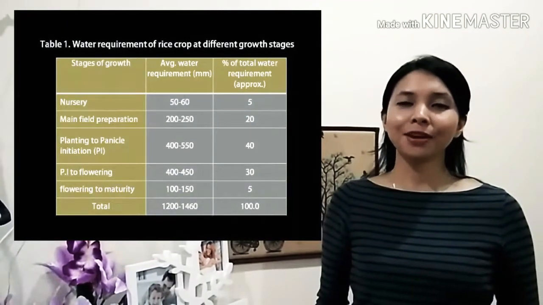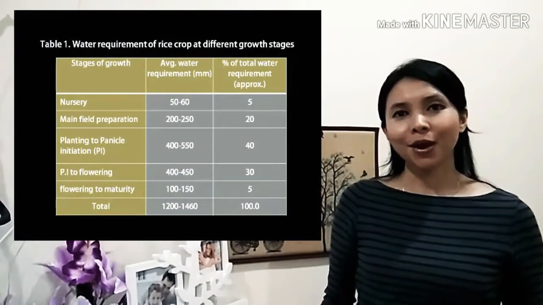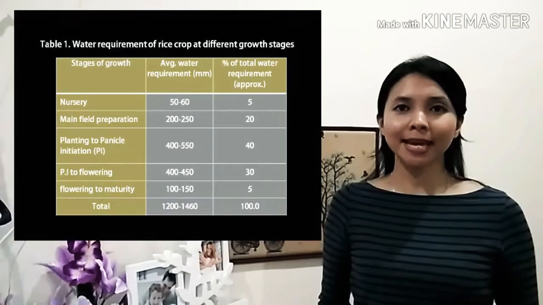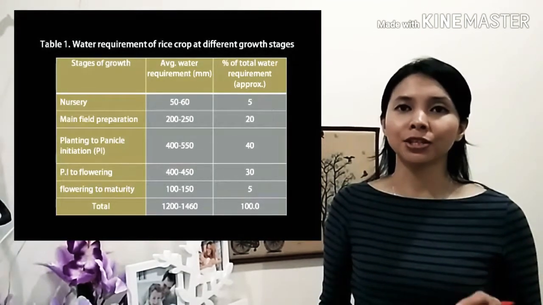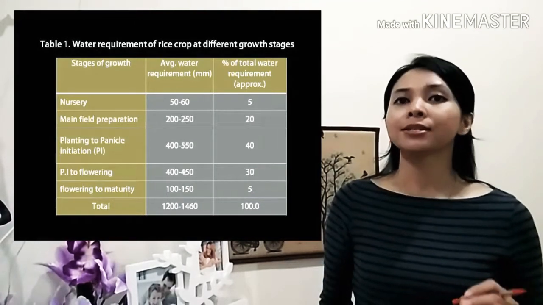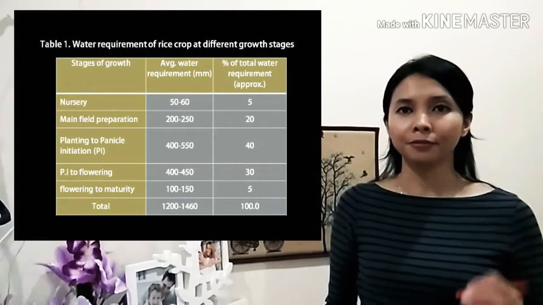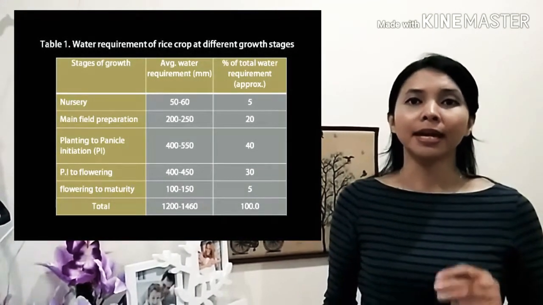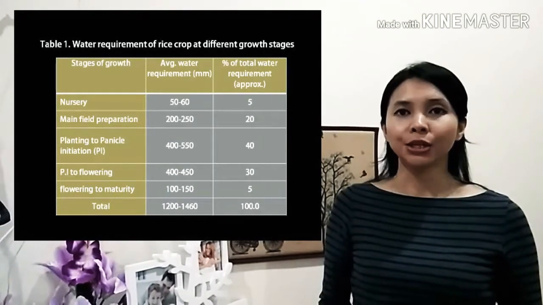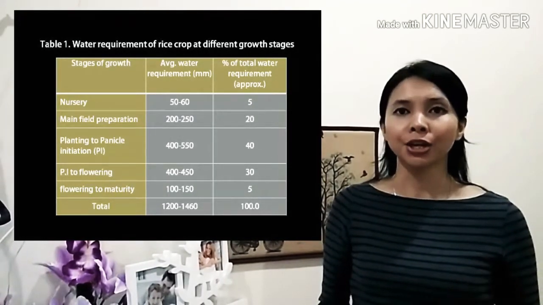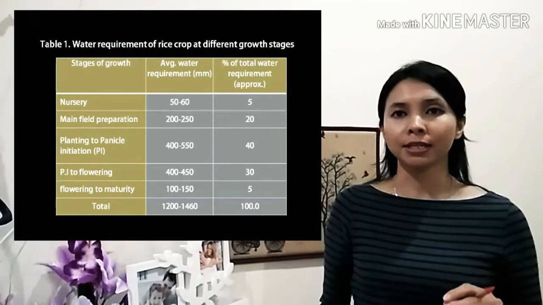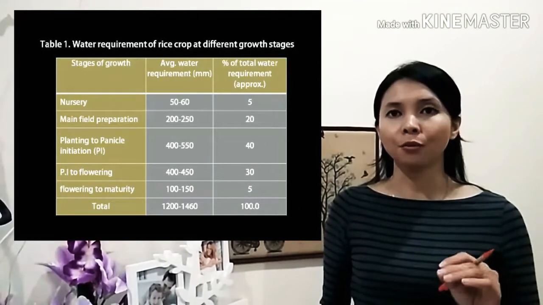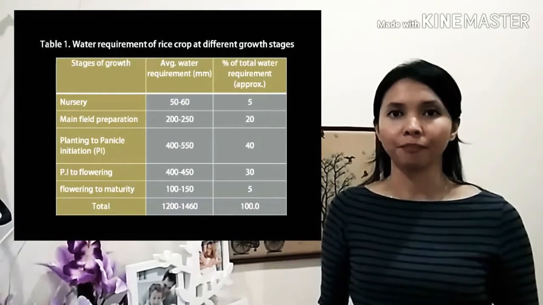As you can see from the table, the paddy crops only need 25% of water during the early stage of cultivation, which includes the nursery and main field preparation. And much more water is needed during the fully grown stage, from planting to the ripening phase, which is 75% of the water needed by the plant.